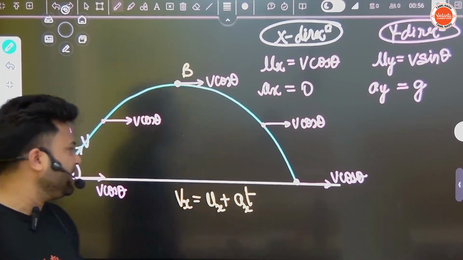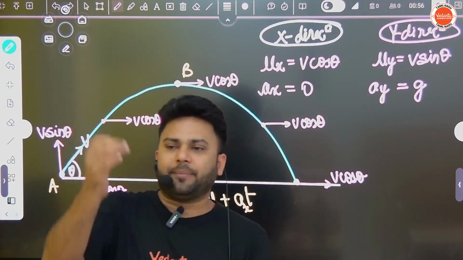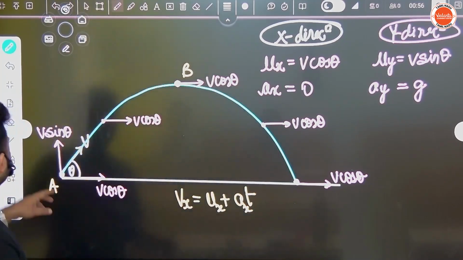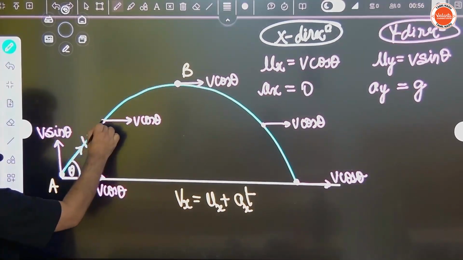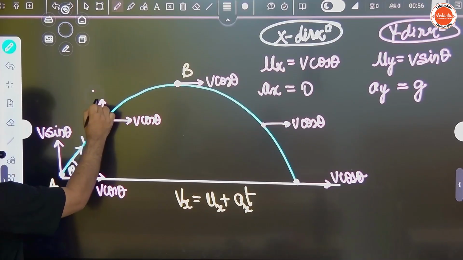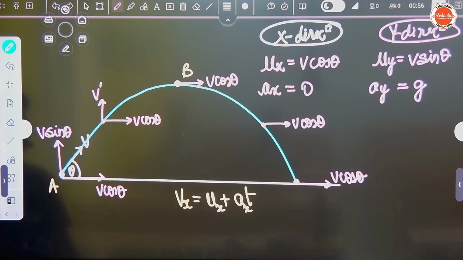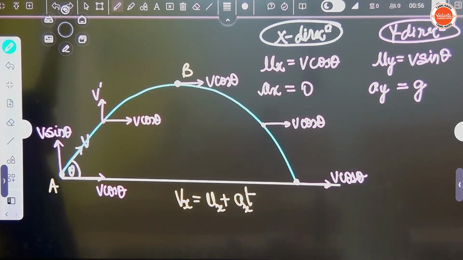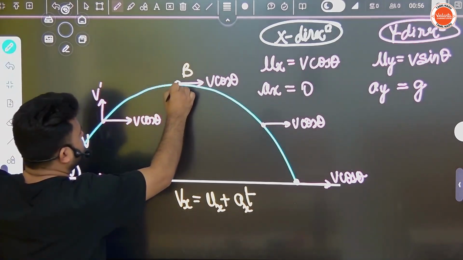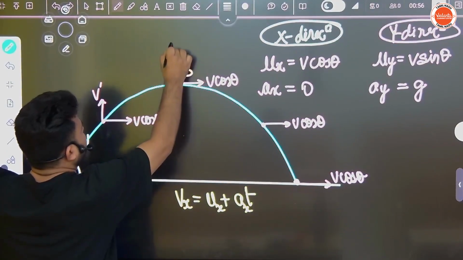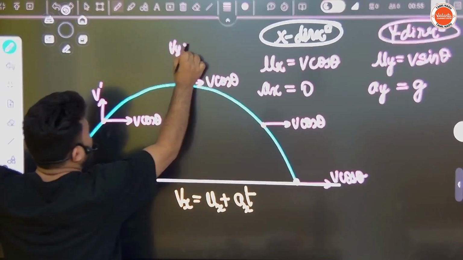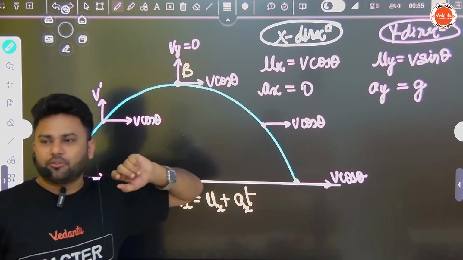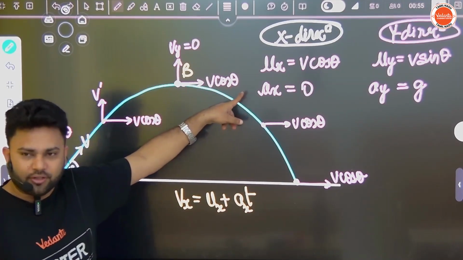How will the y component change? As you throw any ball, its speed decreases, and finally it becomes 0. So the y component will change. Here it is v sin theta. Here it will be something else, I am writing v dash. At the topmost point, the y component becomes 0. If someone asks what is the y component of the velocity at the topmost point, it will be 0. But if someone asks what is the net velocity at the topmost point, it is v cos theta.